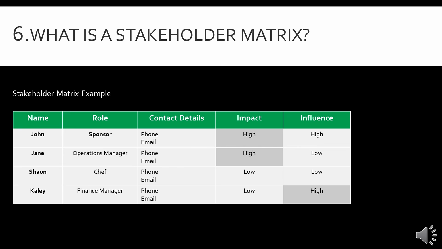We have John, who is the restaurant owner and sponsor for this project, who has high impact and high influence. You have to work closely with him and ensure you have his agreement and support on all aspects of the change. Next, we have Jane, who is the operations manager.